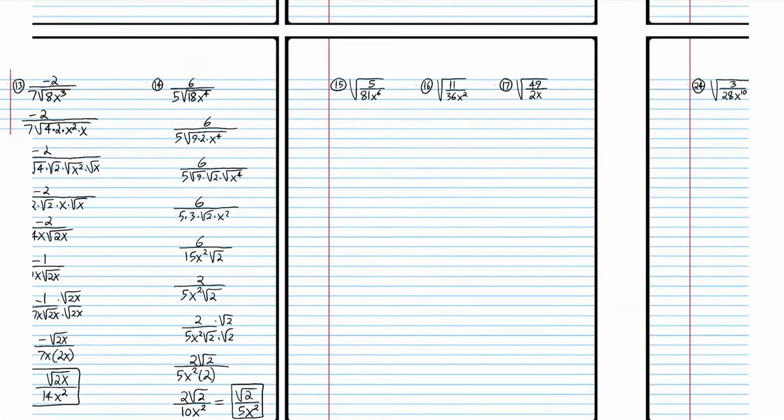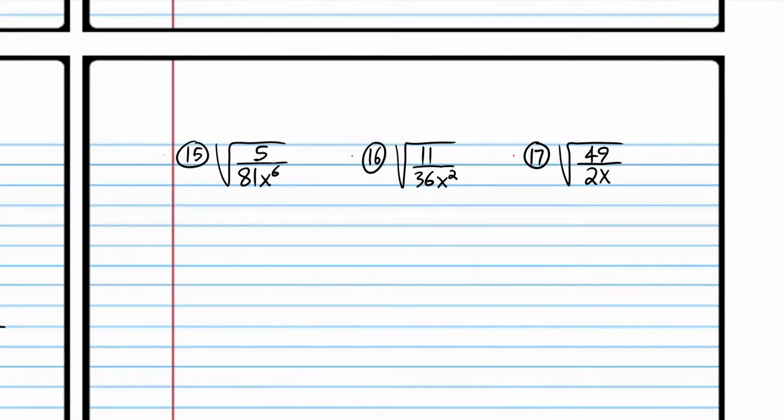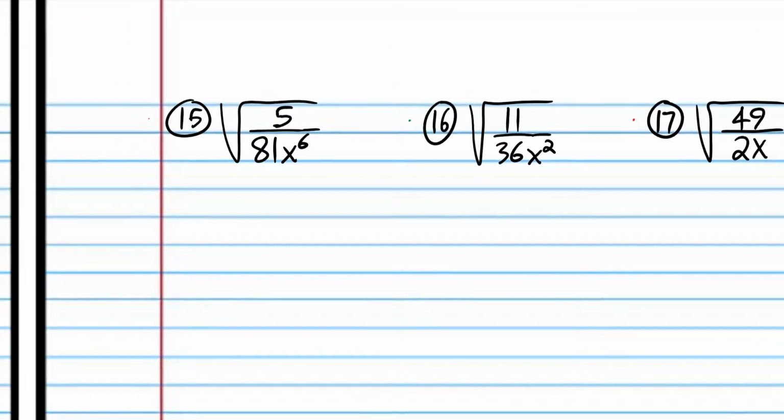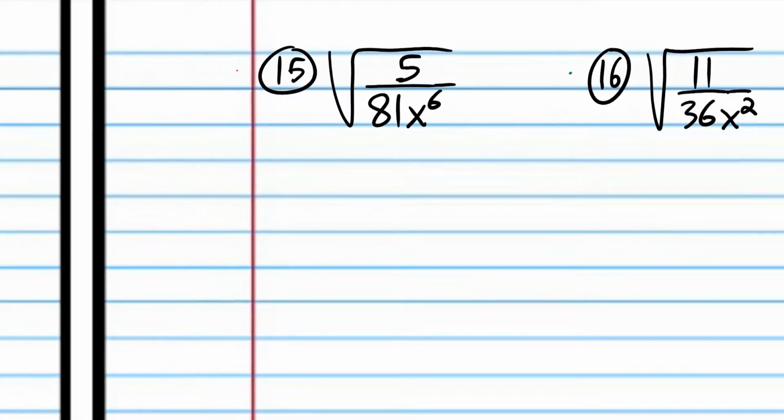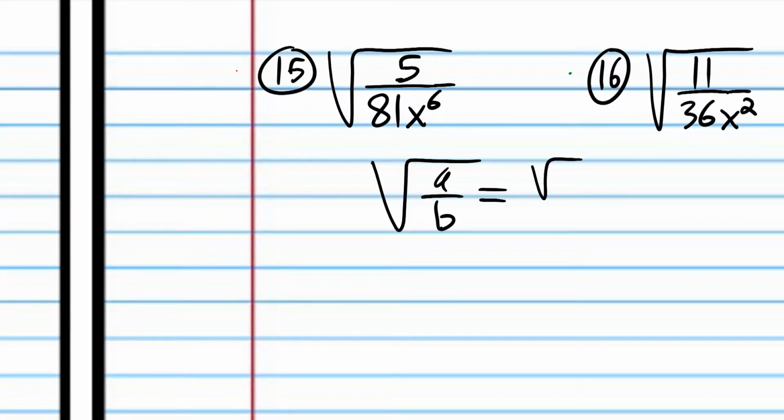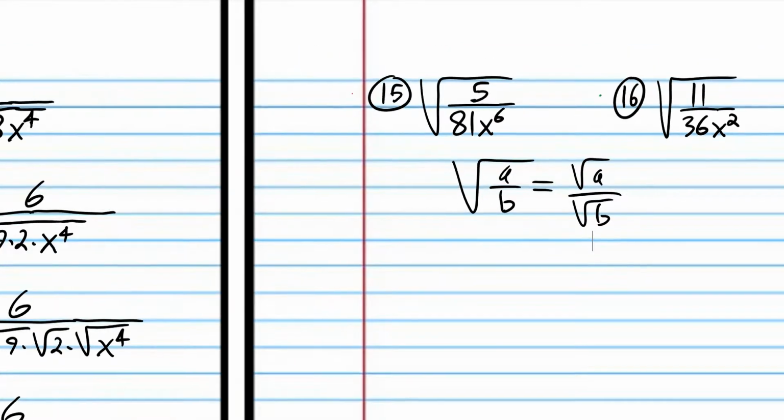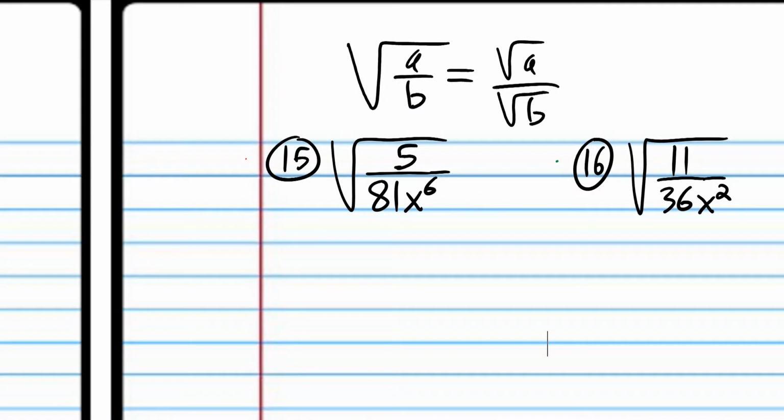All right, so now we have a problem where we're square rooting the entire fraction. So remember the rule, square root of a over b is equal to square root a over square root b. That's a very important one that we're going to use over and over again in the next problems. So I'm going to move this up here. So then we get square root 5 over square root 81 x to the 6th.